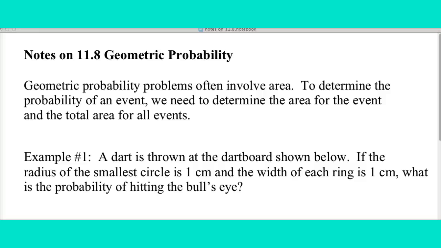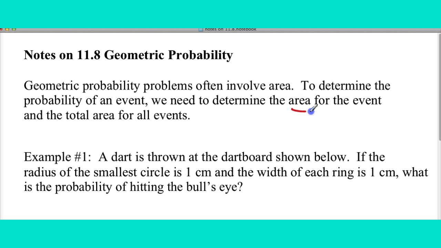Hello everyone. Today we're going to be taking a look at the last section of Chapter 11 on geometric probability. And when some people hear the word probability, they cringe, but this is really not too difficult because we're just going to be finding a ratio of two areas. So we basically have to calculate two areas.